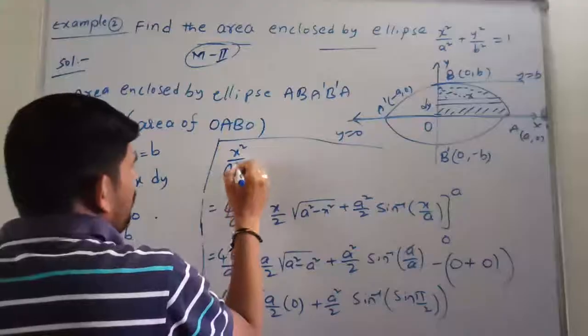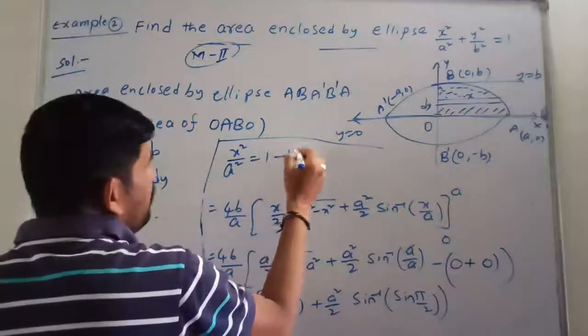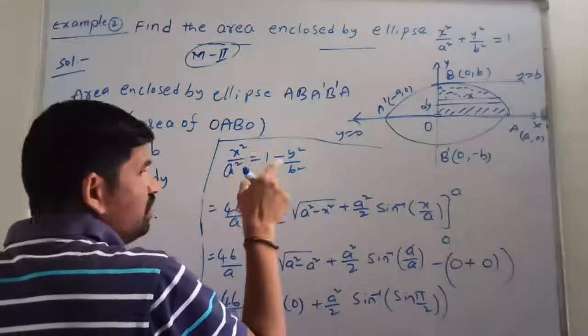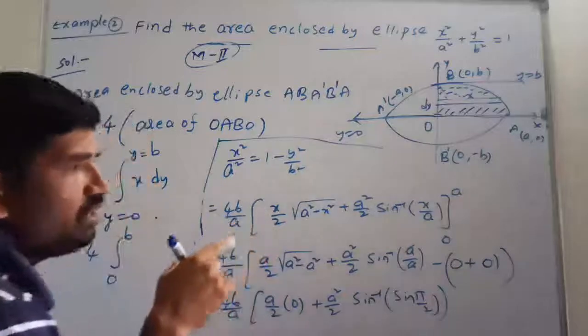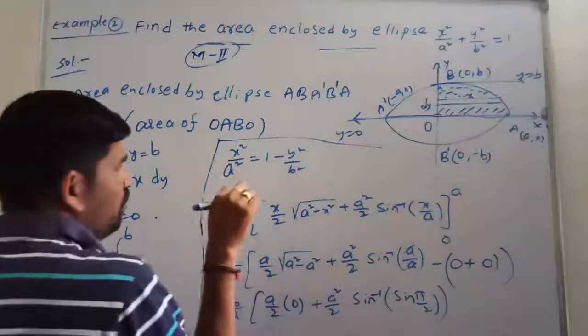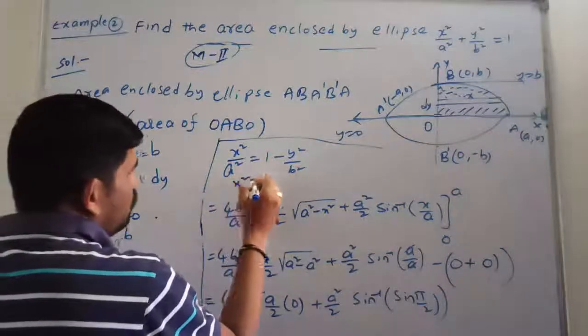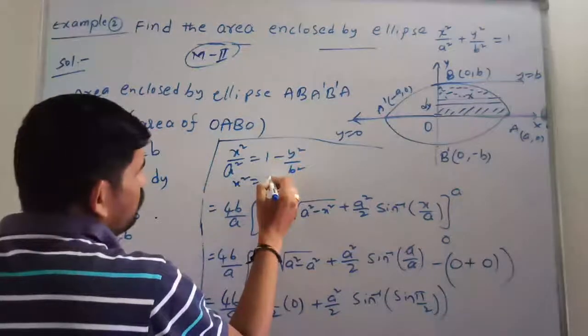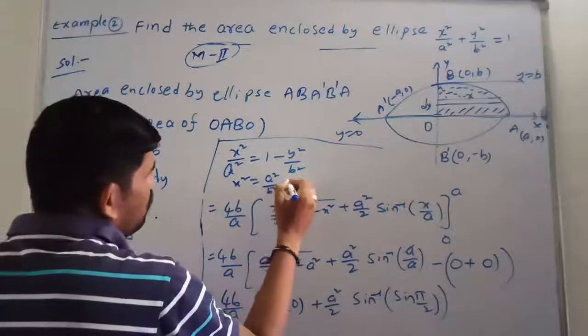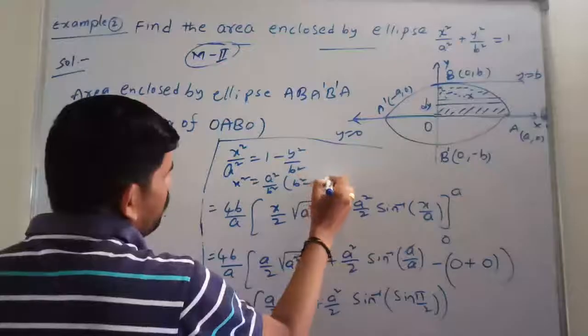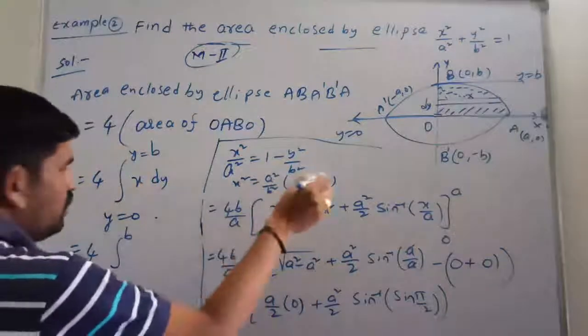Finally, I am directly taking it, because just now we have completed in method number 1 how to take the y. Similarly, in place of y I am replacing the x, that's all. So x square is equal to, finally we get here a square by b square into b square minus y square. By sending this square to the right hand side, under root of.